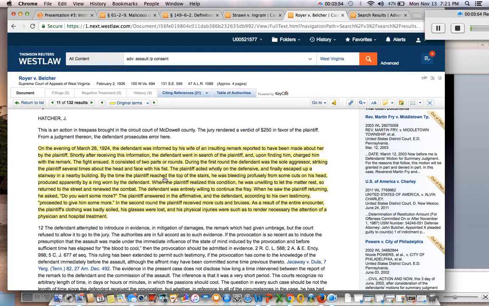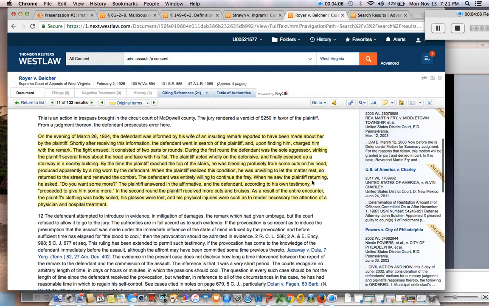And then by the time that the plaintiff reached the top of the stairs, he was bleeding profusely. It says that the defendant was entirely willing to continue the fray. When he saw the plaintiff returning, he asked, "Do you want some more?" The plaintiff answered in the affirmative, and the defendant, according to his own testimony, proceeded to give him some more. In the second round, the plaintiff received more cuts and bruises, and as a result of this encounter, the plaintiff's clothing was badly soiled, his glasses were lost, and his physical injuries were such as to render necessary the attention of a physician and hospital treatment.